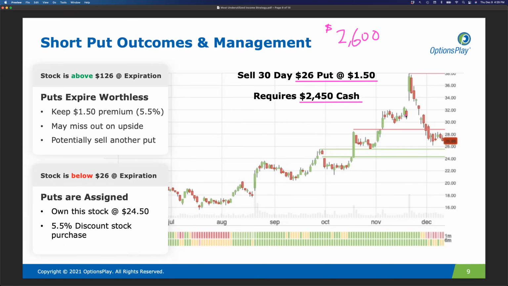$24.50 in terms of cash. So you're effectively getting that $150 discount. That's where we have the 5.5% calculation from.